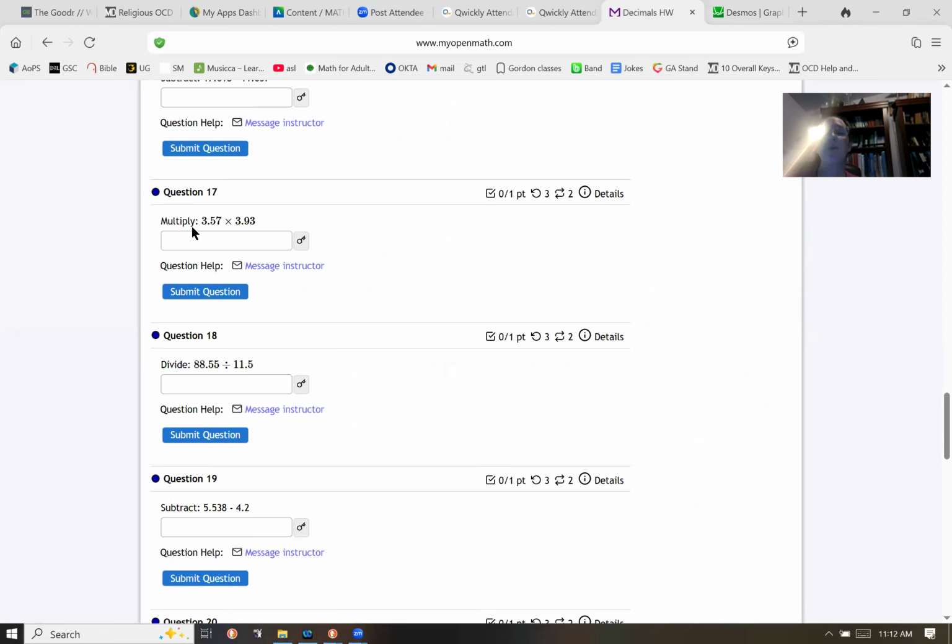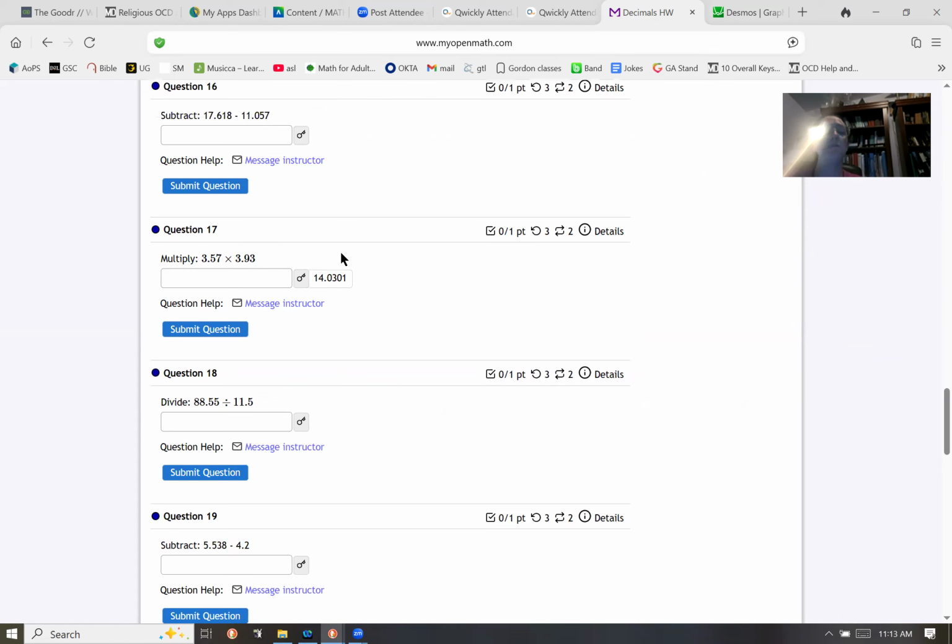Okay, here's another multiplication. If you were doing it with the shortcut, you would take 357 times 393, and then you would move your decimal back 4 places because you got 4 decimal places here. Again, you want to do a quick estimation and see what it's going to be close to. So 3.57, I might round that close to 4, 3.93 close to 4, and 4 times 4 is 16. So I'm going to predict my answer is close to 16. And here you see it's 14.0301.